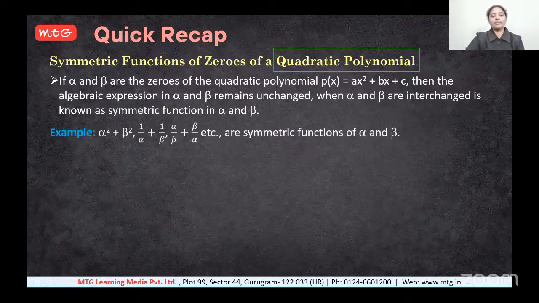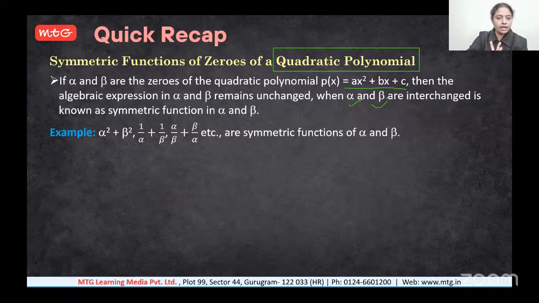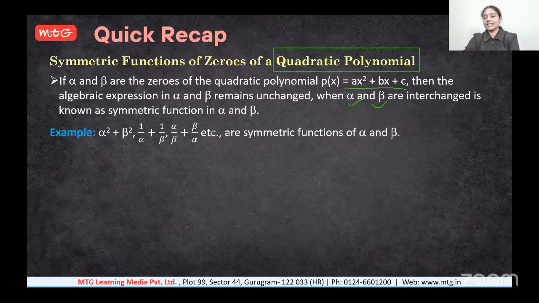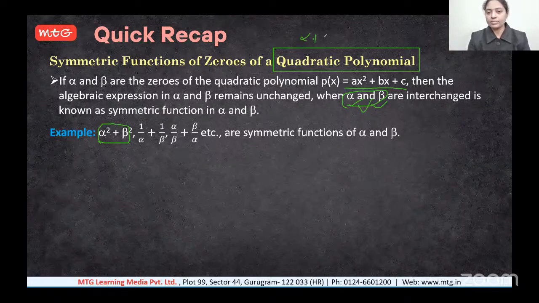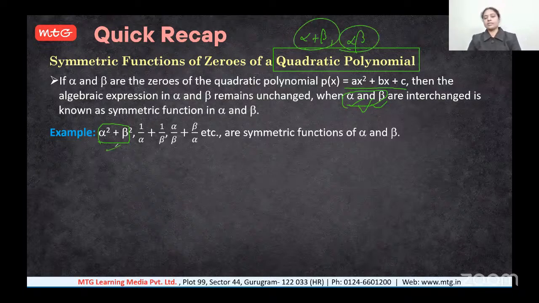What is the meaning of a symmetric function in alpha, beta? I'm talking about an equation whose zeros are alpha, beta. I know how to find alpha plus beta, and I know how to find alpha beta. There will be certain other expressions that have a relation with the zeros. Alpha square plus beta square can be derived from these, because since it is a quadratic polynomial, I have alpha plus beta and alpha beta with me. Using both, I can derive alpha square plus beta square.